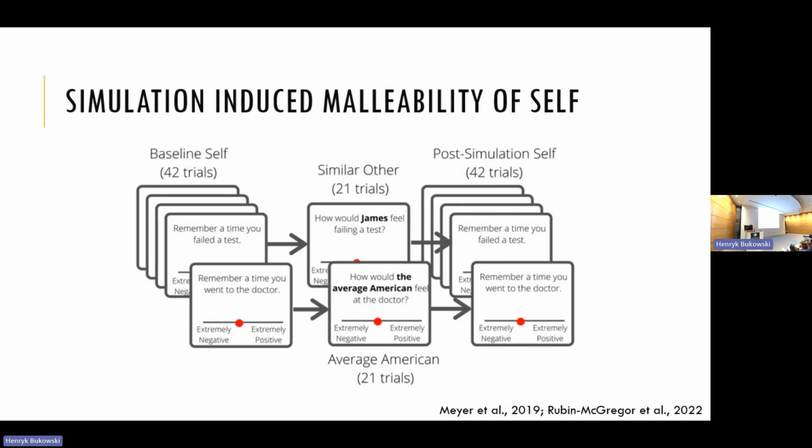So what researchers do is look at the ratings that participants give at baseline and at post-simulation, and they see how different they are from the ratings participants gave in the middle section for either the similar or the average other. And what they find is that the difference between the self and the other person gets smaller after they've simulated this other person. This suggests that there is simulation-induced malleability of the self, that people have updated their representation of the self, or their memories of the self in these particular situations, to more closely reflect what they think the average or the other similar person would feel.